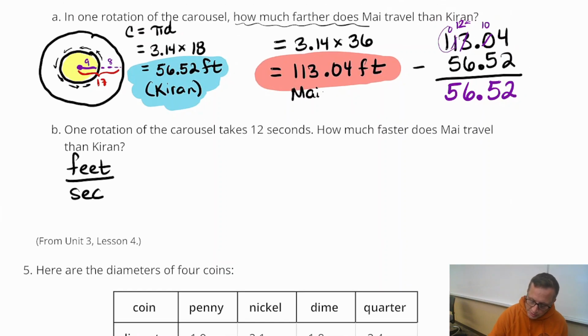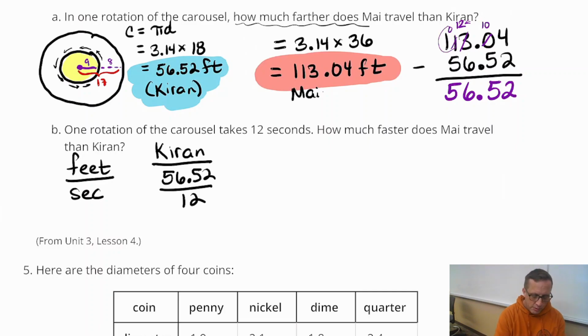So when we do Kieran, Kieran's going to go 56.52 feet in 12 seconds. And we're going to do that, 56.52 divided by 12. And that comes out to 4.71 feet per second.